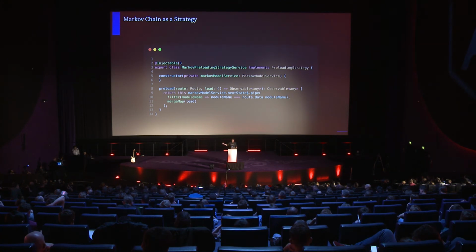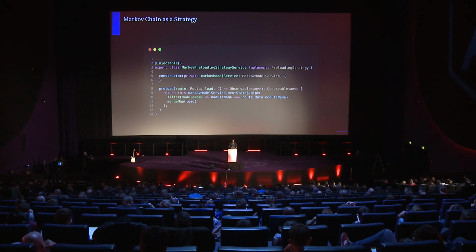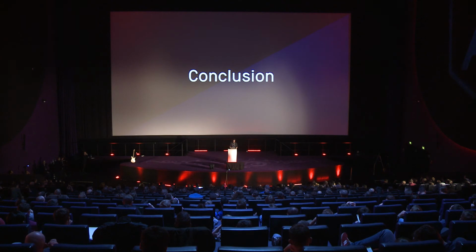And for the custom preloading strategy, you just have to implement a PreloadingStrategy that uses the preload method and uses the strengths of observables. So the observable itself just asks for the next state of the service we just created. If the current module name is the name of the next highest ranking, then we just load it. And otherwise, we just wait. We don't tell the router to not load it. We just wait until we either hit it anyway or until some route says this is the next highest probability.